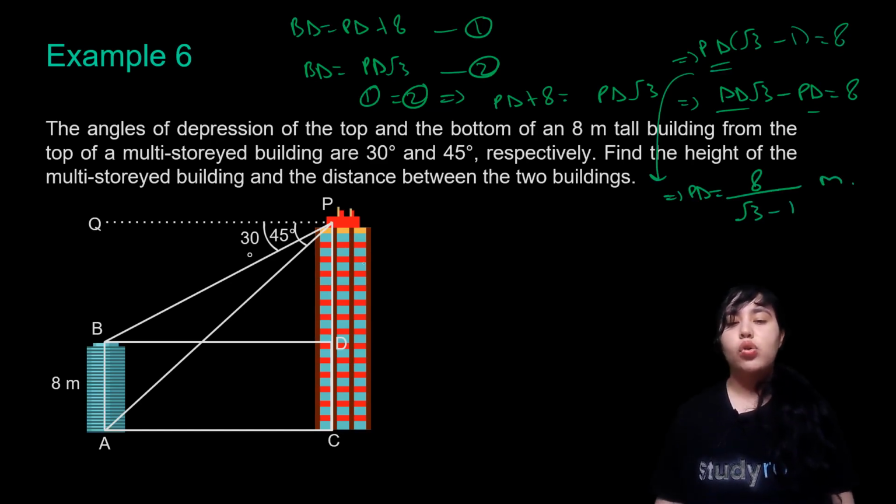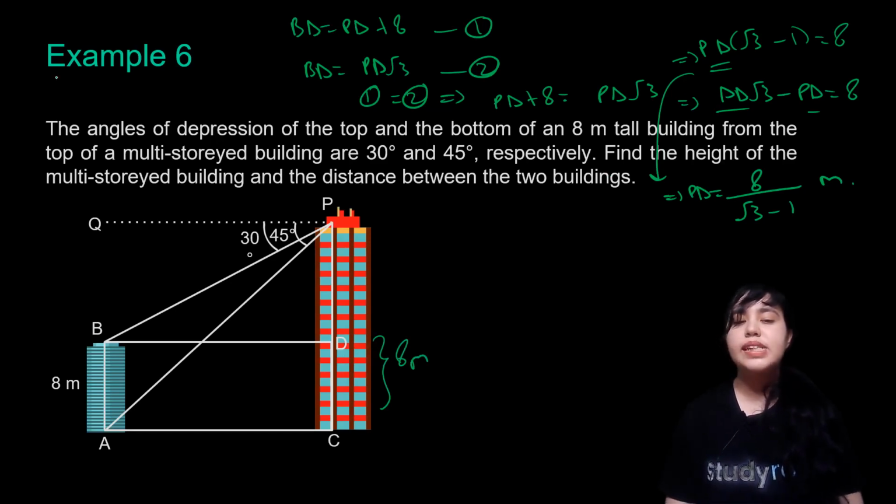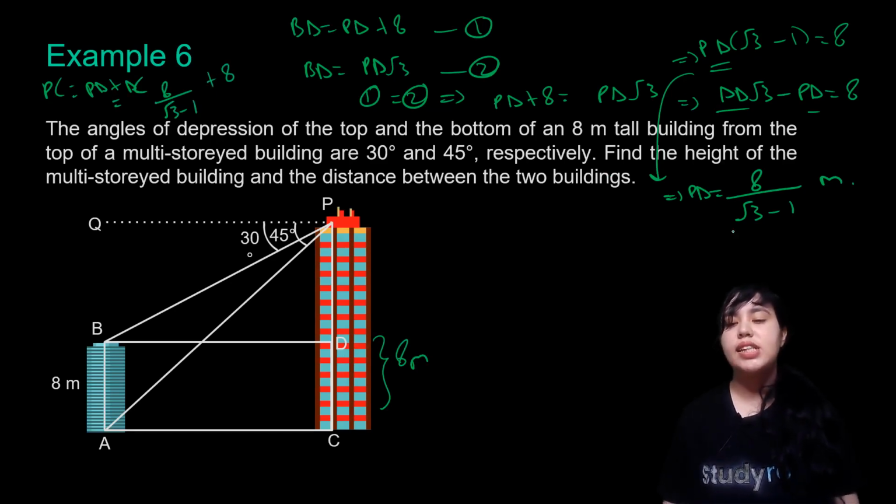Okay. So I knew DC already, 8 meters. So can I find out PC now? PC was what? PD plus DC. So it will be 8 upon root 3 minus 1 plus 8. But you need to rationalize this factor. You can't have an irrational number in the denominator. So at this stage only you can multiply your numerator and denominator by root 3 plus 1, its conjugate.